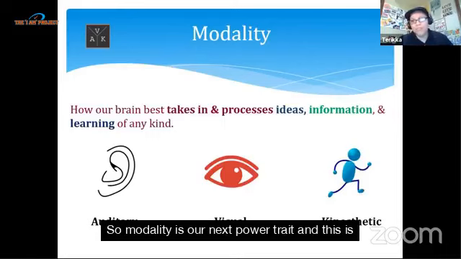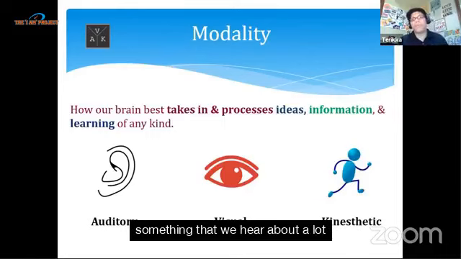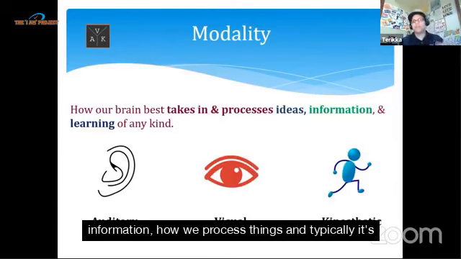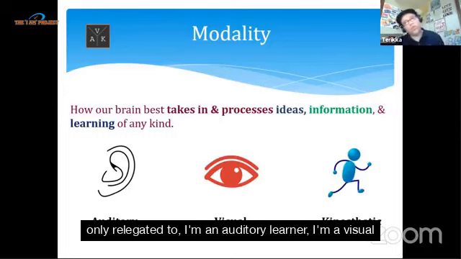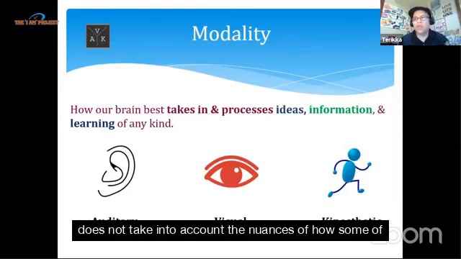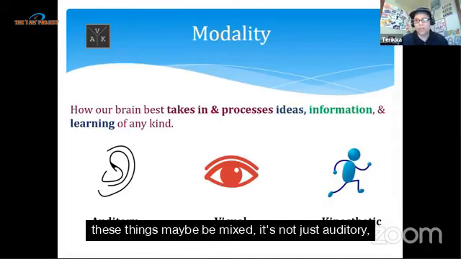So modality is our next power trait. And this is something that we hear about a lot, once again, in educational spaces. It's how our brain takes in information, how we process things. And typically it's only relegated to, I'm an auditory learner, or I'm a visual learner, or I'm a kinesthetic learner. Once again, it does not take into account the nuances of how some of these things may be mixed.